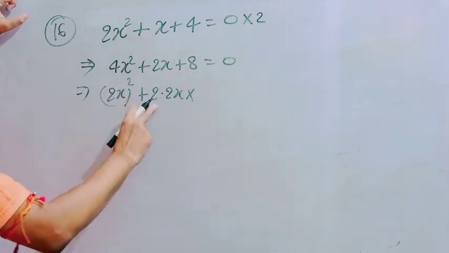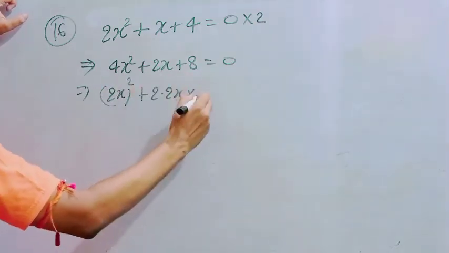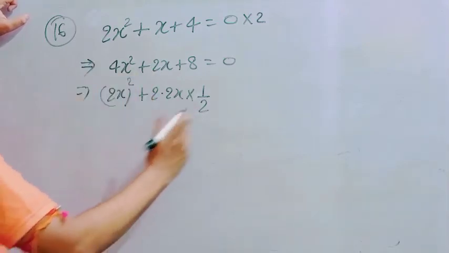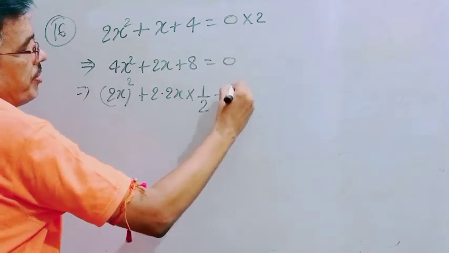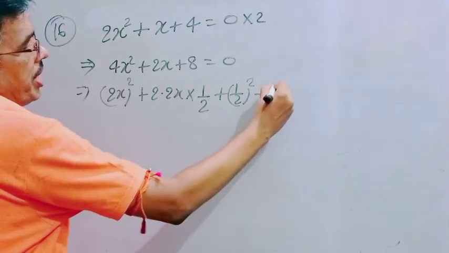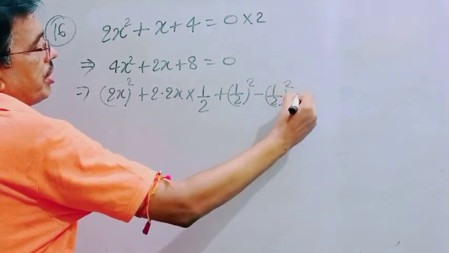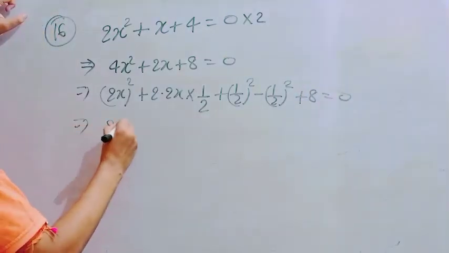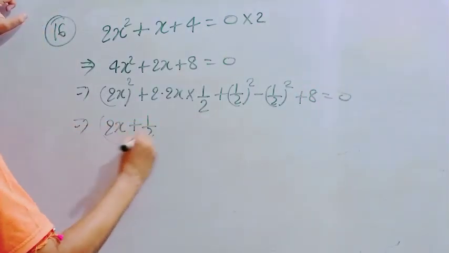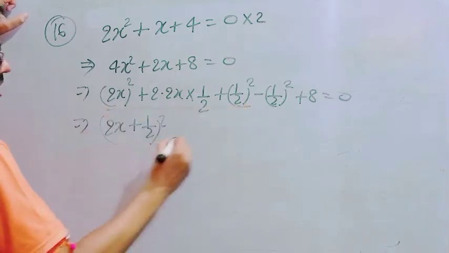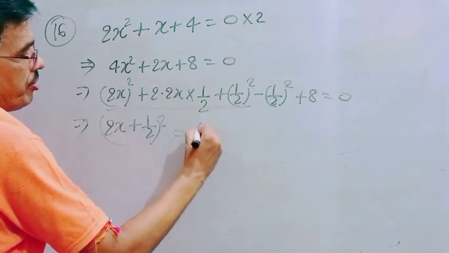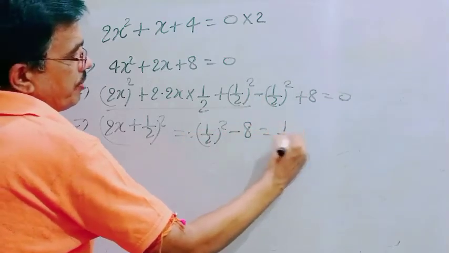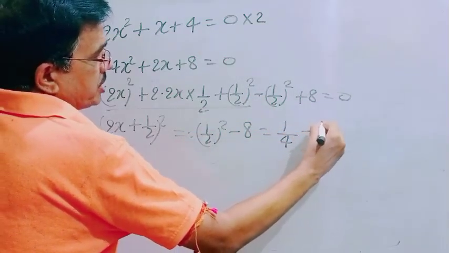Here is 2x square, 2 into 2, 4x. So 4x you have, that is 1 by 2. You multiply, then you get 2x. And plus 1 by 2 whole square, then minus 1 by 2 whole square plus 8 is equal to 0. So student, it is 2x plus 1 by 2 whole square. This part is there. And here is 1 by 2 whole square, here is minus, plus 8. What is solved? It is 1 by 4 and plus 8.